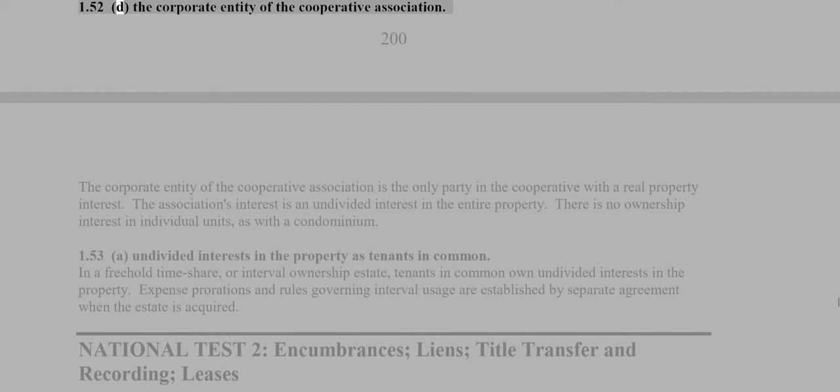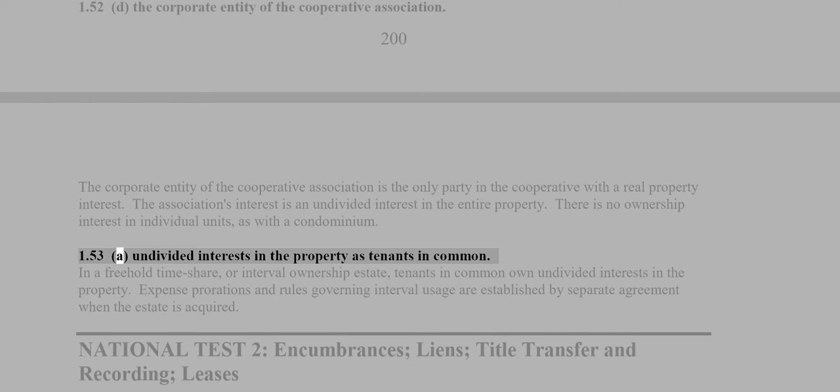1.52 d. The corporate entity of the cooperative association. The corporate entity of the cooperative association is the only party in the cooperative with a real property interest. The association's interest is an undivided interest in the entire property. There is no ownership interest in individual units, as with a condominium.